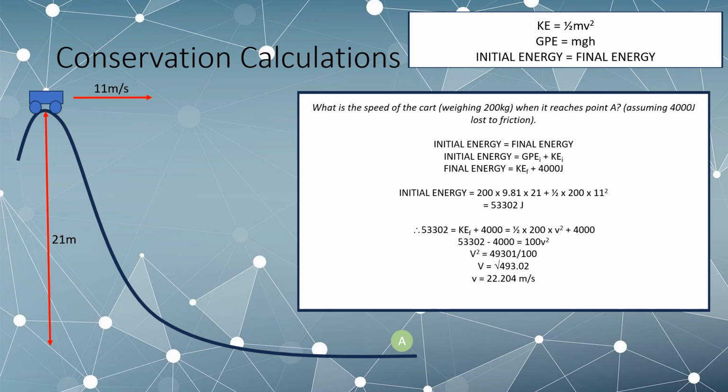So our v squared is 493.02. Once we've taken away the squared, remembering to square root both sides, we get v is equal to the square root of 493.02, giving us our final velocity of 22.204 meters per second.